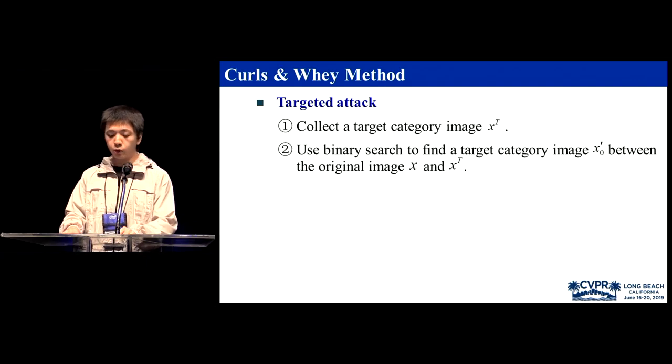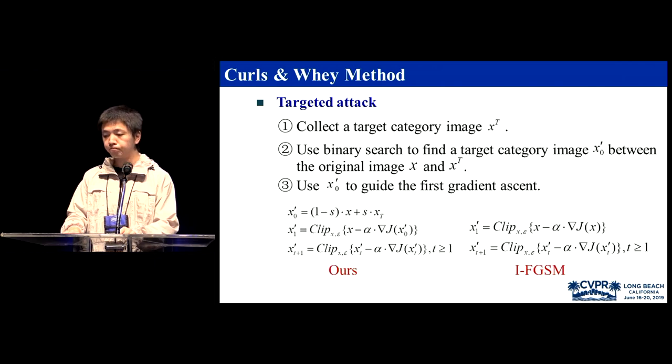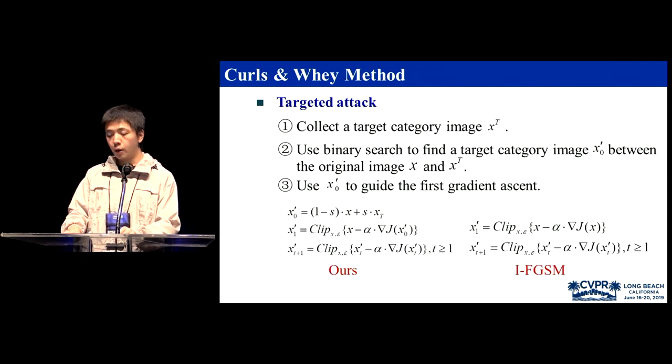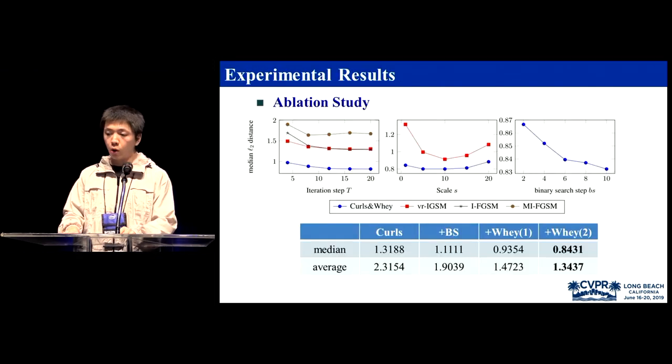Second, use binary search to find an image between the original image X and XT. After that, we use this image to guide the first gradient ascent step starting from X. Now look at the experimental part. All our experiments are performed on tiny ImageNet and ImageNet.